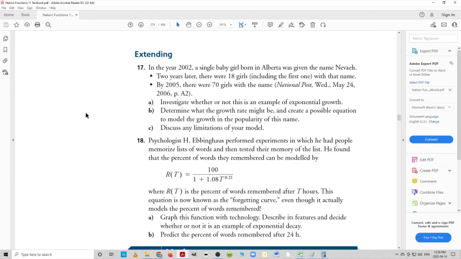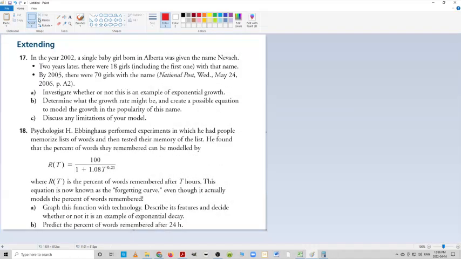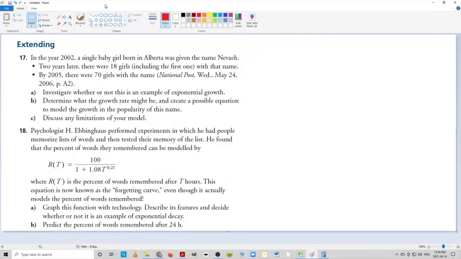And then they've got these extending questions, which are always difficult. I never really do them, but I'll give them a shot. And if I get snagged here, it's your fault. Here we go. Always read: in the year 2002, a single baby girl born in Alberta was given the name Nevea. 2 years later, there were 18 girls, including the first one with that name. By 2005, there were 70 girls. So we should notice that 2004 is 2 years, and 2005 is 3 years.